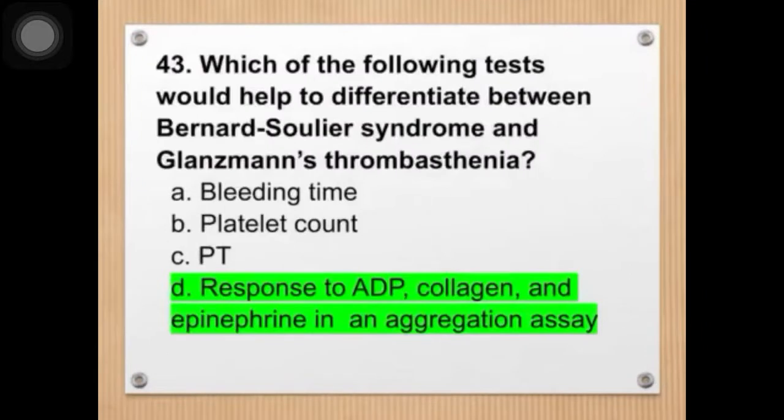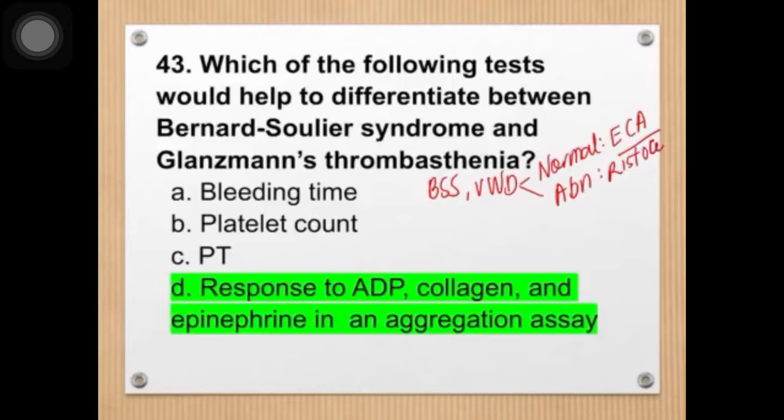Number 43. Which of the following tests would help to differentiate between Bernard-Soulier syndrome and Glanzmann's thrombasthenia? Huwag kakalimutan, platelet aggregation test. Just a review. In Bernard-Soulier syndrome and in von Willebrand disease, normal ang aggregation with all agonists, ADP, epinephrine, collagen, but fails to aggregate in the presence of what agonist? Ristocetin.